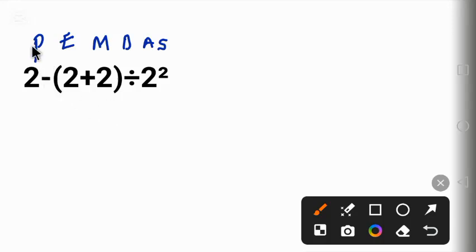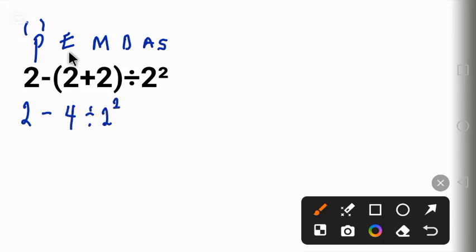Using this PEMDAS, P here stands for parentheses, is the highest in priority. So we have to begin with this, the one in brackets. 2 plus 2 will give us 4. So we have a new equation which is 2 minus 4 divided by 2 squared.